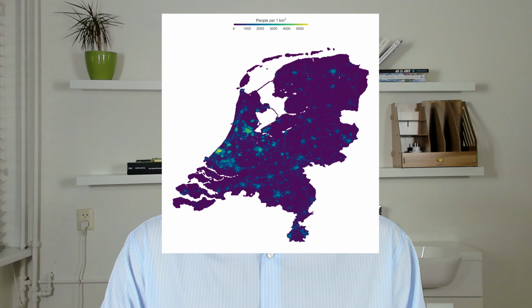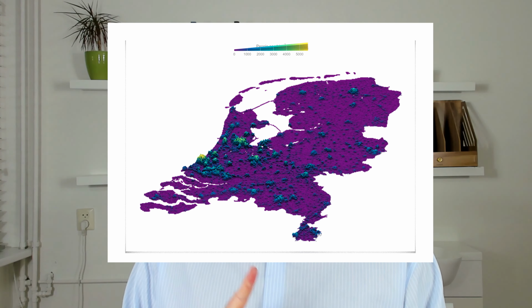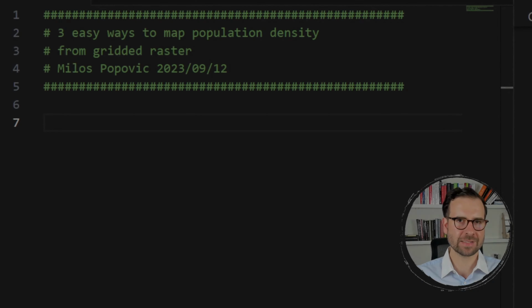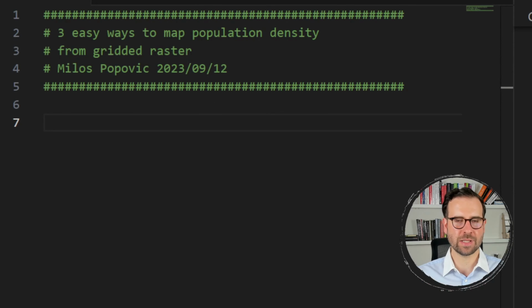This time I'm going to show you three easy ways to map population density with ggplot2. Specifically, we'll be using WorldPop data, and then we'll be creating first of all the choropleth map, second the spike map, and finally the contour map. Our first task is to install and then load the packages that we need.